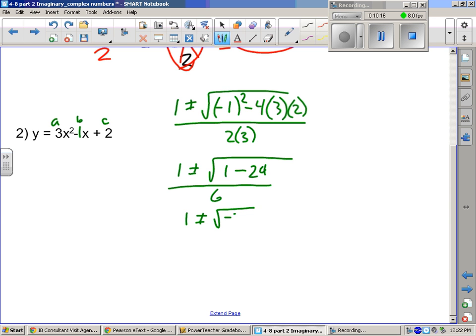One more time, negative 23 under there. And since 23 is prime, there's nothing it can break into. The only thing we can do is get that little negative out, and be excited to be out. Upside down exclamation point. So there. That looks great. All right.